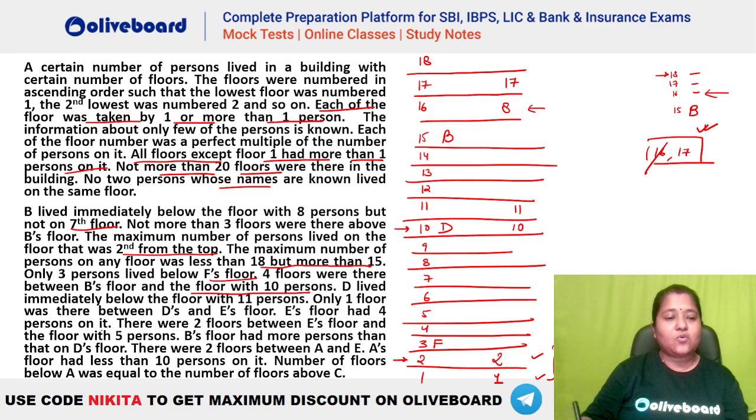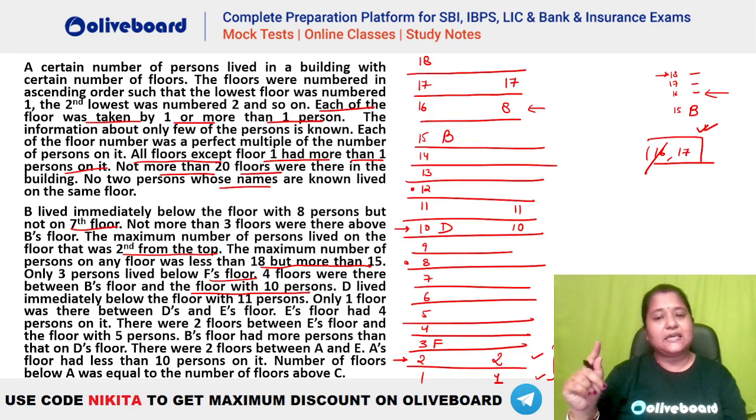Now what is remaining? Only one floor is there between D and E. E's floor has 4 persons. So we know that there has to be only one floor between D and E. So you can see E can be here on floor number 12 or E can be on floor number 8, because D is on floor number 10, and there should be one floor between D and E. Also E should have 4 persons in it. So you can see E on floor number 12 with 4 persons. That's a possibility because 12 is a multiple of 4. Similarly, 8 is also a multiple of 4. So both the things are possible.